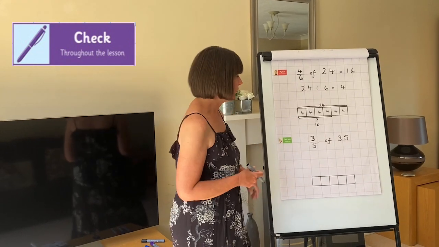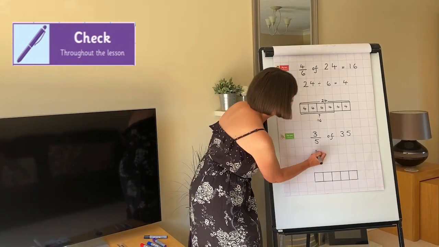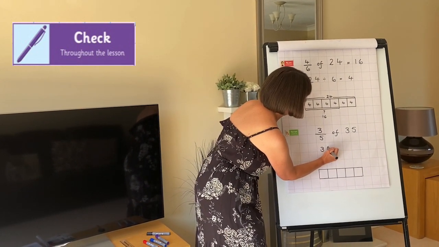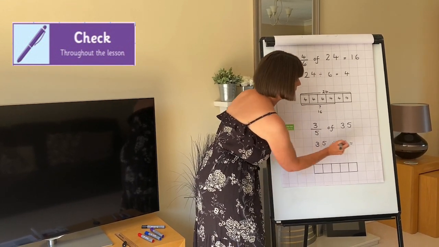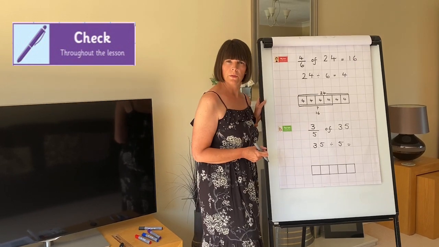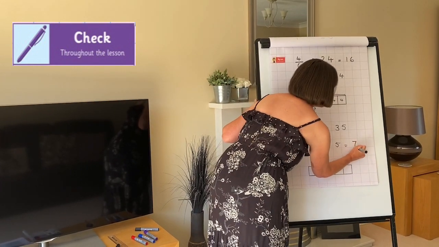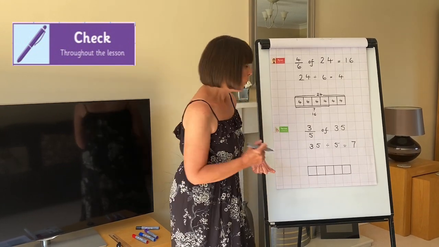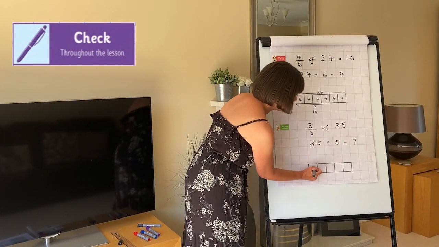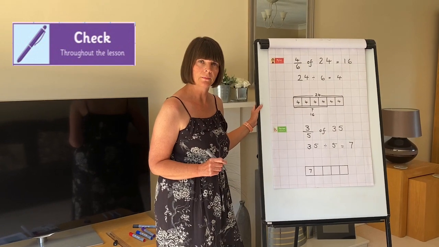Thinking about the skills I used in my starter activity, I'm going to have a go at 35 divided by 5 because I'm working with fifths. How many 5s will go into 35? Well, that's 7. So I've now worked out 1/5. And 1/5 of 35 is 7. So I'm going to write that in that box there.